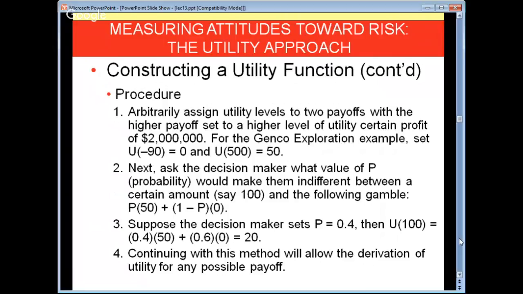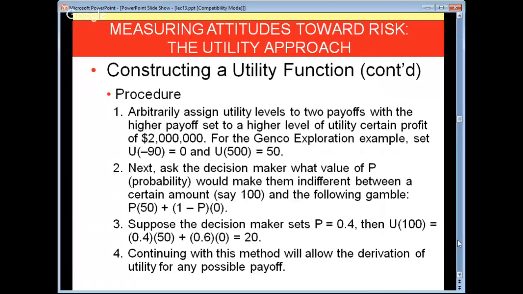So continuing this method, I got it for the extremes. Now I can do it for the other two scenarios, when I have 10,000 barrels and 20,000 barrels. And that allowed me a derivation of utility with possible payoffs, or a utility function or a curve. And when you write that gamble, the following gamble number 2, that is the formula. That's an example, because it says utility of the 500,000 is 50. You also want to add the probability of it not happening, which is 1 minus P.